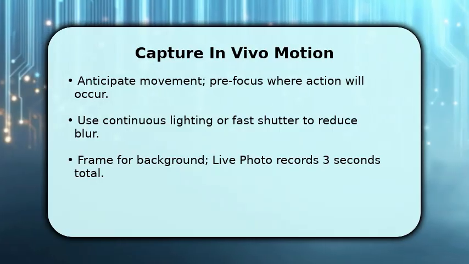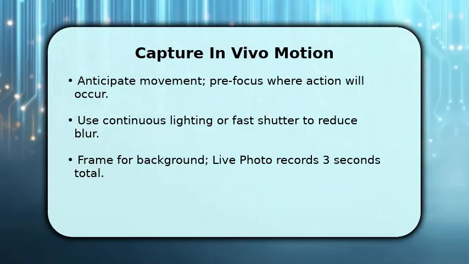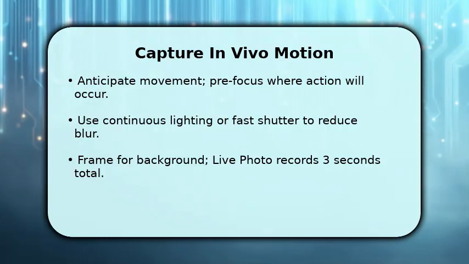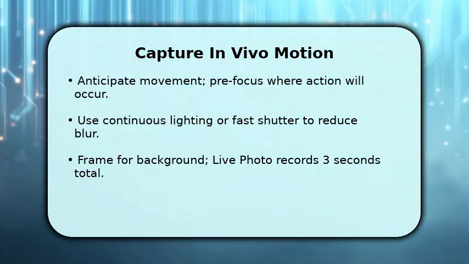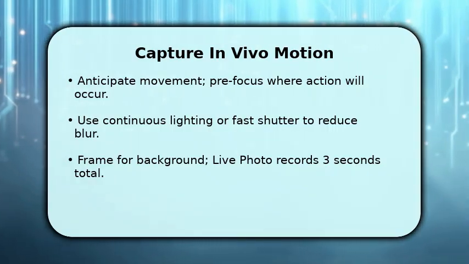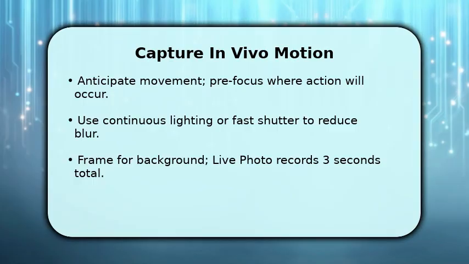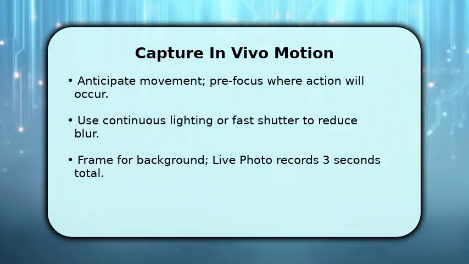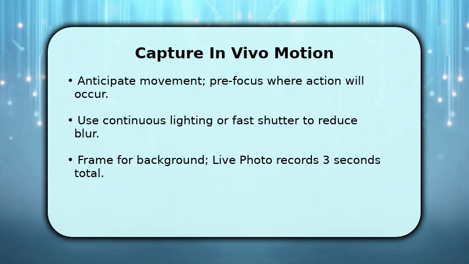Anticipate the in vivo motion and pre-focus where the action will occur so live photo records useful pre-roll frames. Once you press the shutter, keep the camera steady and follow subject movement smoothly. This reduces motion artifacts across the 3-second clip. Make sure lighting is consistent, continuous, or higher ISO with a faster shutter helps preserve detail. Also check framing. Live photo records surroundings, so avoid distracting backgrounds that will show in the motion.